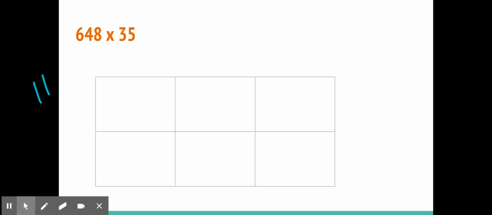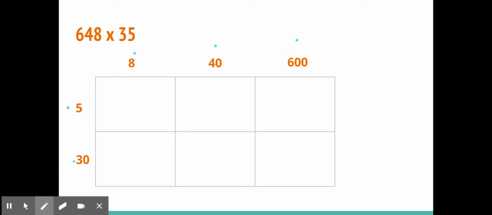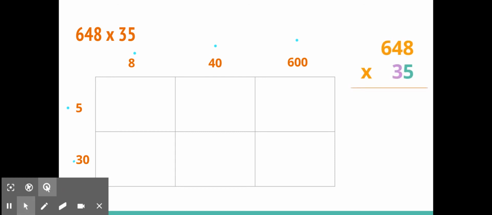648 times 35. Go ahead and take a minute and pause and create that area model. Once you're done with that, you can go ahead and come on back. And I've set up our area model as well. We have our 648 times our 35. And then I've also written it vertically as well. All right, so let's go ahead and start solving.